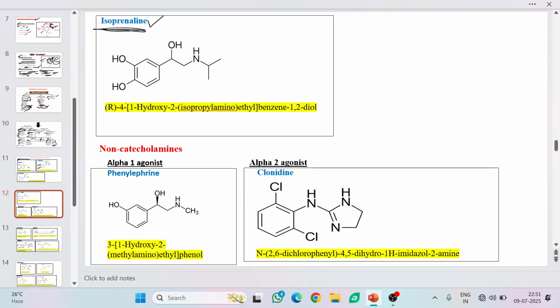हमें नाम से ही पता चल रहा है, isoprenaline. Iso means iso and pre means propyl. Okay, isopropyl group. So here see, ये जो amine है, here in the amine there is one substitution.